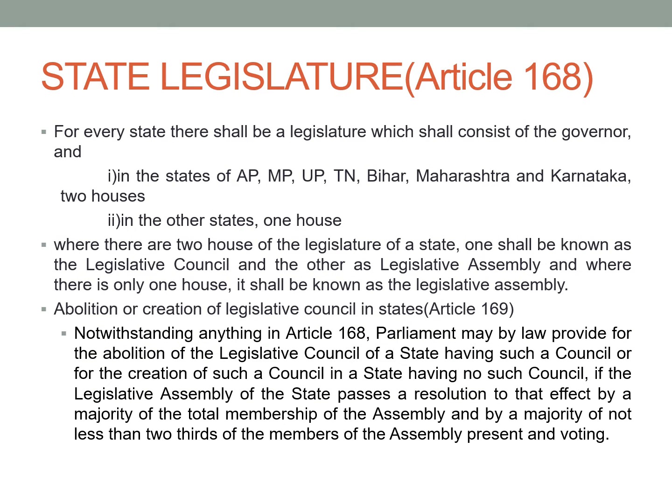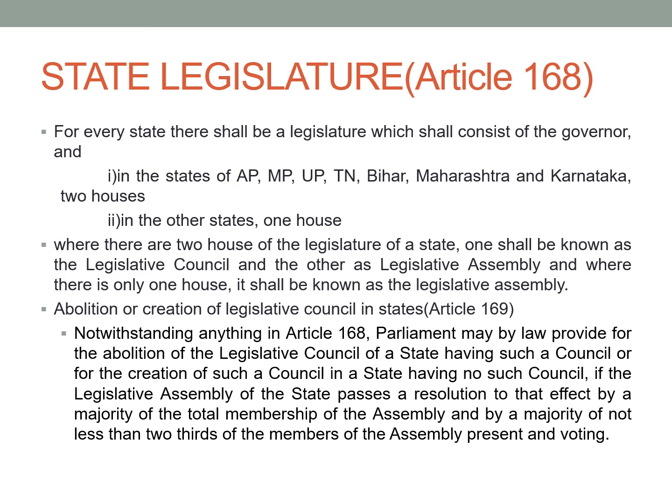State Legislature, Article 168. For every state there shall be a legislature which shall consist of the governor and, in the states of Andhra Pradesh, Madhya Pradesh, Uttar Pradesh, Tamil Nadu, Bihar, Maharashtra and Karnataka, 2 houses, and in the other states 1 house. Where there are 2 houses of the legislature of a state, one shall be known as the Legislative Council and other as Legislative Assembly, and where there is only 1 house, it shall be known as the Legislative Assembly.